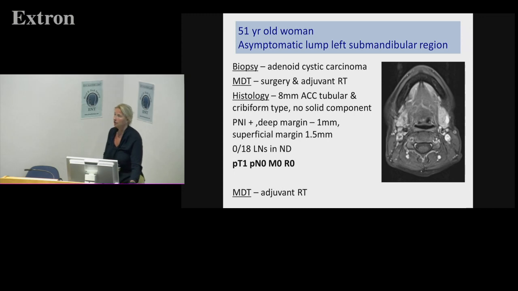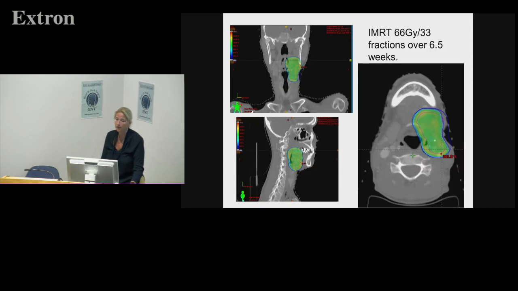So she had surgery, and it was less than a centimetre, a cribriform type with no solid component, but the deep margin was very close, as was the superficial margin, though it wasn't involving skin. She had a neck dissection, and the neck nodes were all clear. So that was the staging, and then radiotherapy, again documented through the MDT. This is how she's treated. You've already seen the axial image on an earlier slide. Because of those positive margins, I've given her 66 gray in 33 fractions over 6.5 weeks.